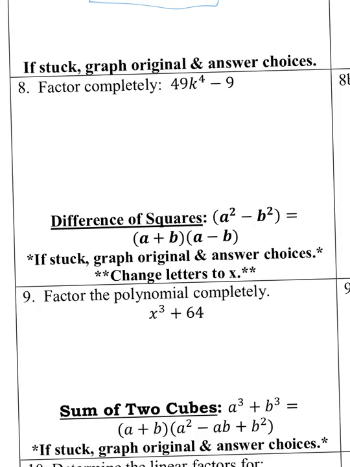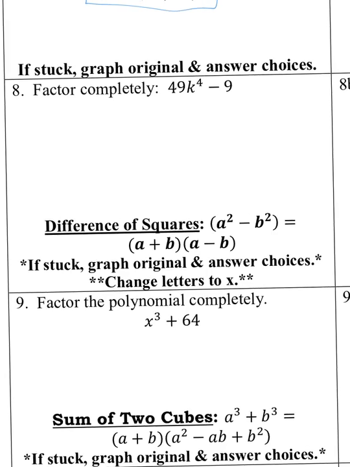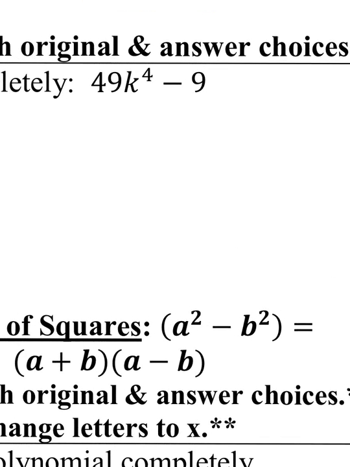So number 8, it's another factoring problem. Factoring problems can easily be done in the graphing calculator. You just graph the original, graph the answer choices. This has a letter that's not x, so make sure you change any letter to x. But this is a difference of squares problem. Difference of squares has to have a minus sign in the middle, and both terms have to be able to have a square root.